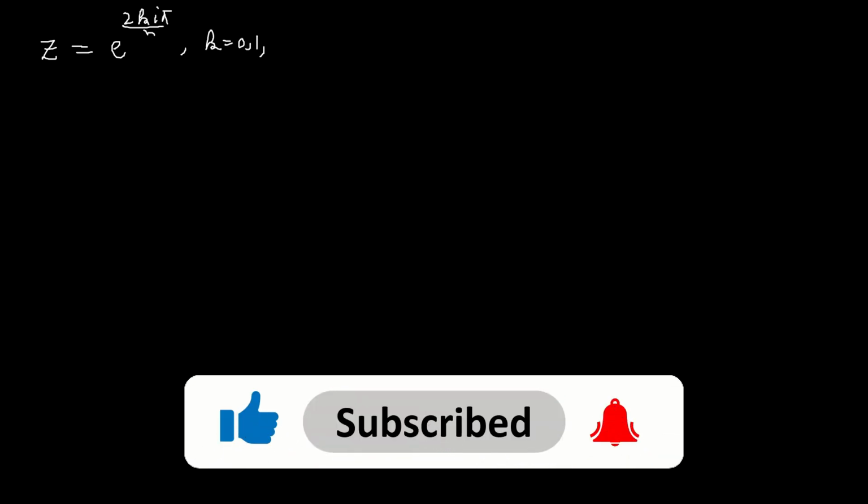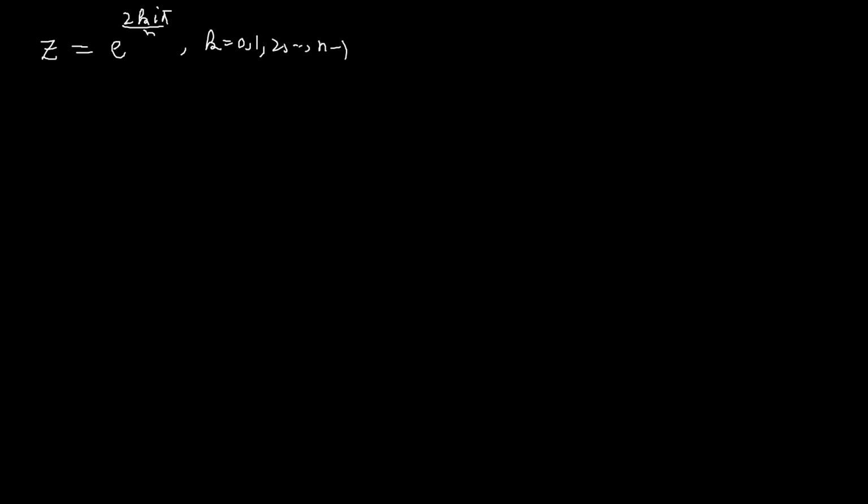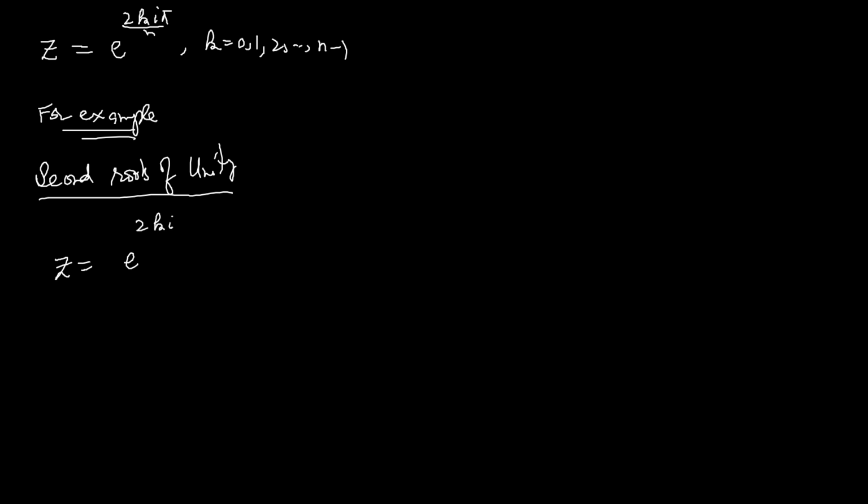So nth roots of unity have the form z equal e raised power 2kιπ divided by n, where k is from 0 to n minus 1. For example, second roots of unity, z equal e raised power 2kιπ divided by 2, put 2 for the value of n, k goes from 0 to 1. So there are 2 roots corresponding to k equals 0, which is equal to e raised power 0 equal to 1, and the other root z1 is equal to e raised power ιπ.